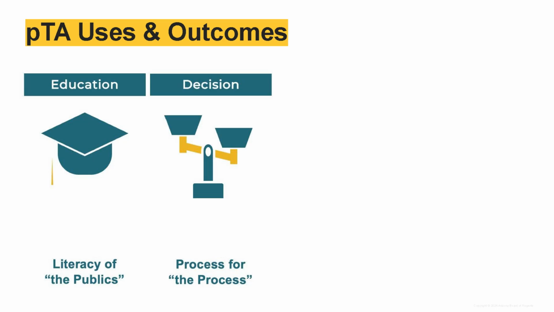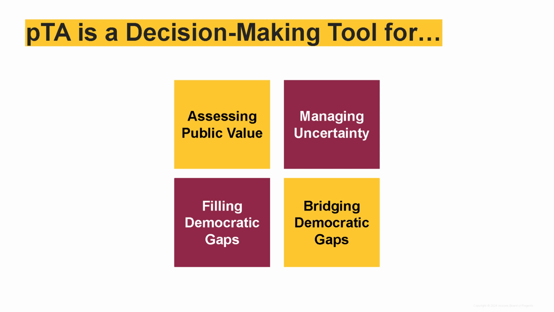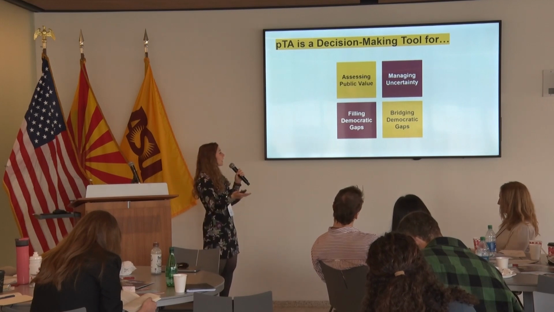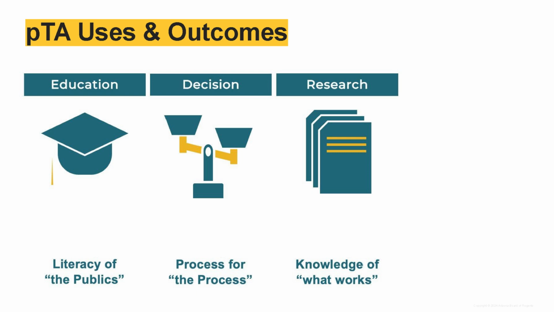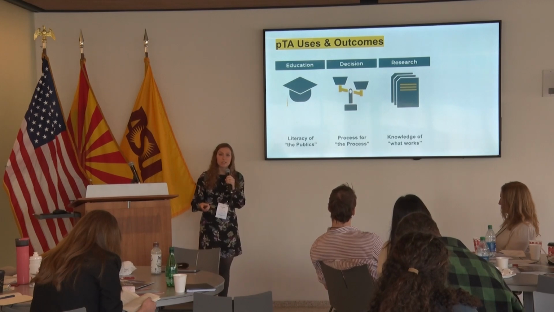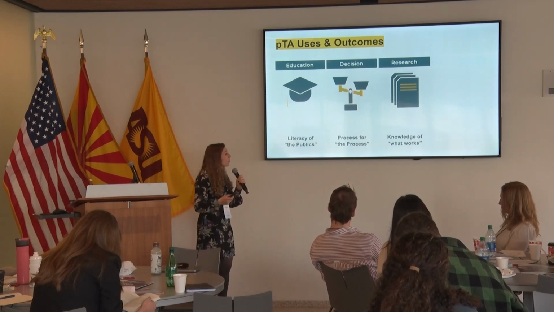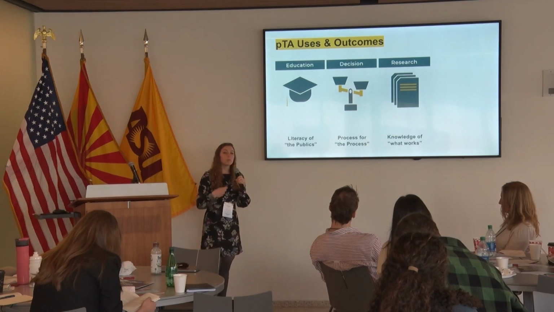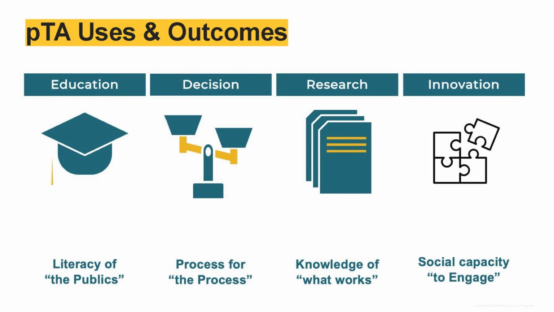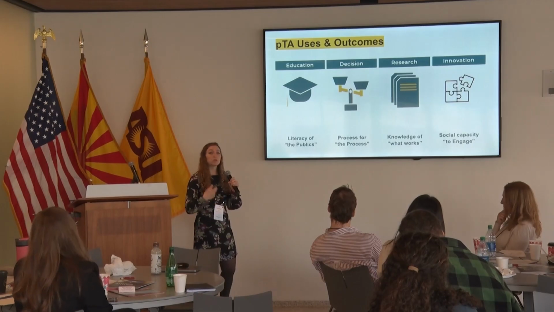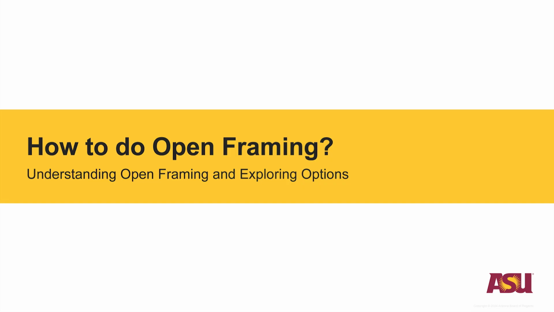Next is decision support. So this is a decision-making tool for assessing public values, managing uncertainties, filling democratic gaps, and bridging democratic gaps. Next is supporting research, both the research agenda of the particular science and technology policy issue, but also conducting research on what works and doesn't work in terms of public engagement. And then finally, innovation. So enhancing the social capacity of people to engage in science and technology issues.